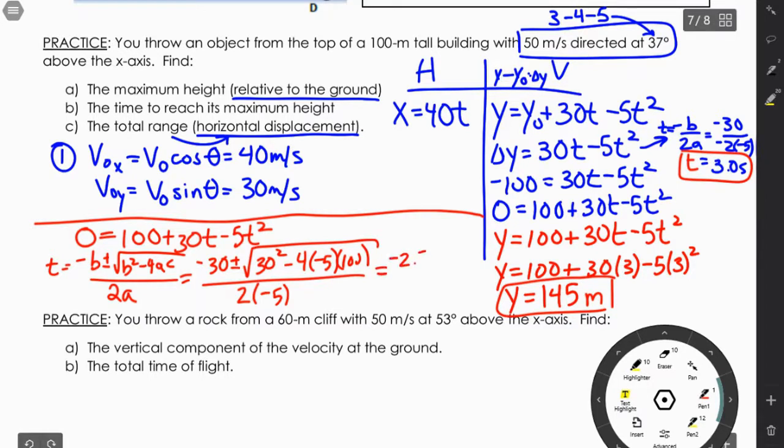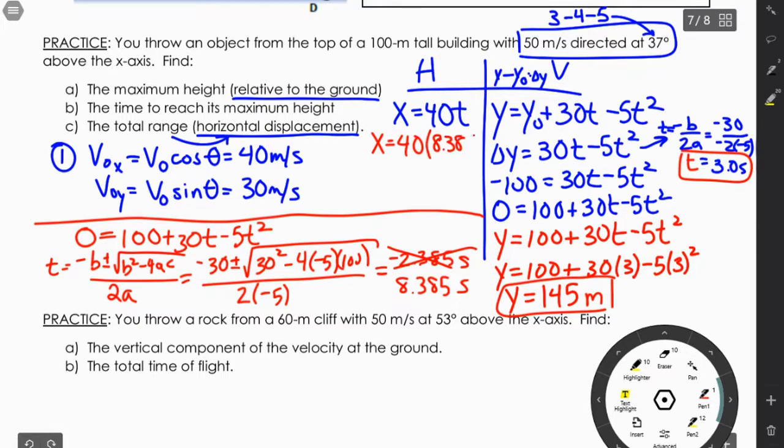The first one is negative 2.385, and the second one is 8.385 seconds. Now, because we're in physics, we disregard the negative 2.385, right? Because time can never be negative. And so our total time would be 8.385 seconds.